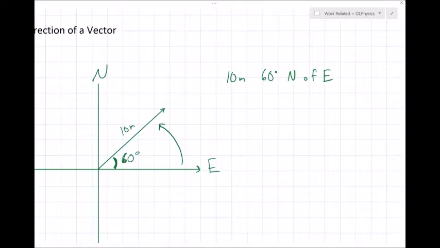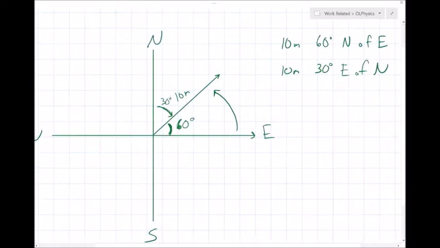60 degrees. Another way we could describe this vector and get the exact same answer is 10 meters, right? We also know that we could measure from the north to the east. If this bottom one is 60, that means this one would be 30 degrees. So 10 meters, 30 degrees, we would say east of north, right? Because we're starting north here, and then this vector rotates towards the eastern direction. And how much does it rotate? It rotates 30 degrees.